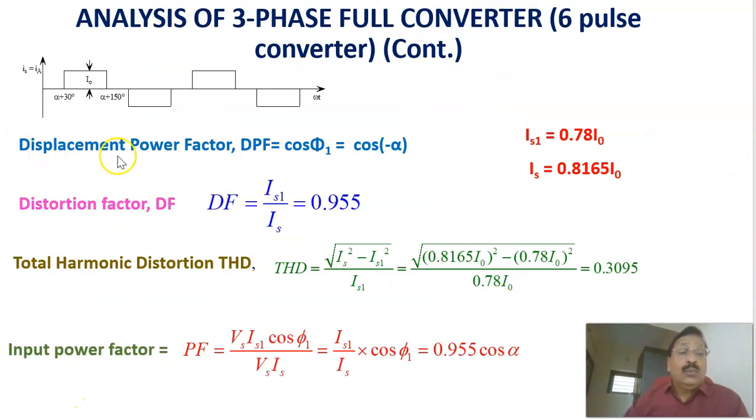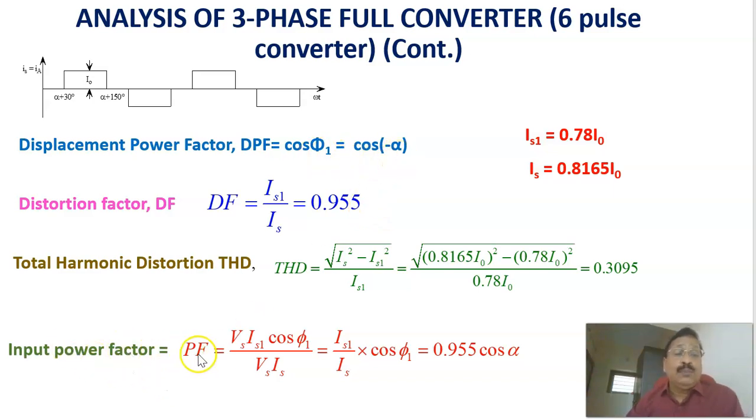Next, we'll calculate the displacement power factor. Displacement power factor is the cosine of the angle between fundamental voltage and fundamental current, cos phi1. Phi1 is minus alpha. Therefore, cos phi1 equals cos of minus alpha, which is the same as cos alpha. That is the displacement power factor. And distortion factor is the ratio of the RMS value of the fundamental to the total RMS value. Taking the ratio 0.78 I0 divided by 0.8165 I0, we get 0.955. So the distortion factor equals 0.955, and this is the displacement power factor.